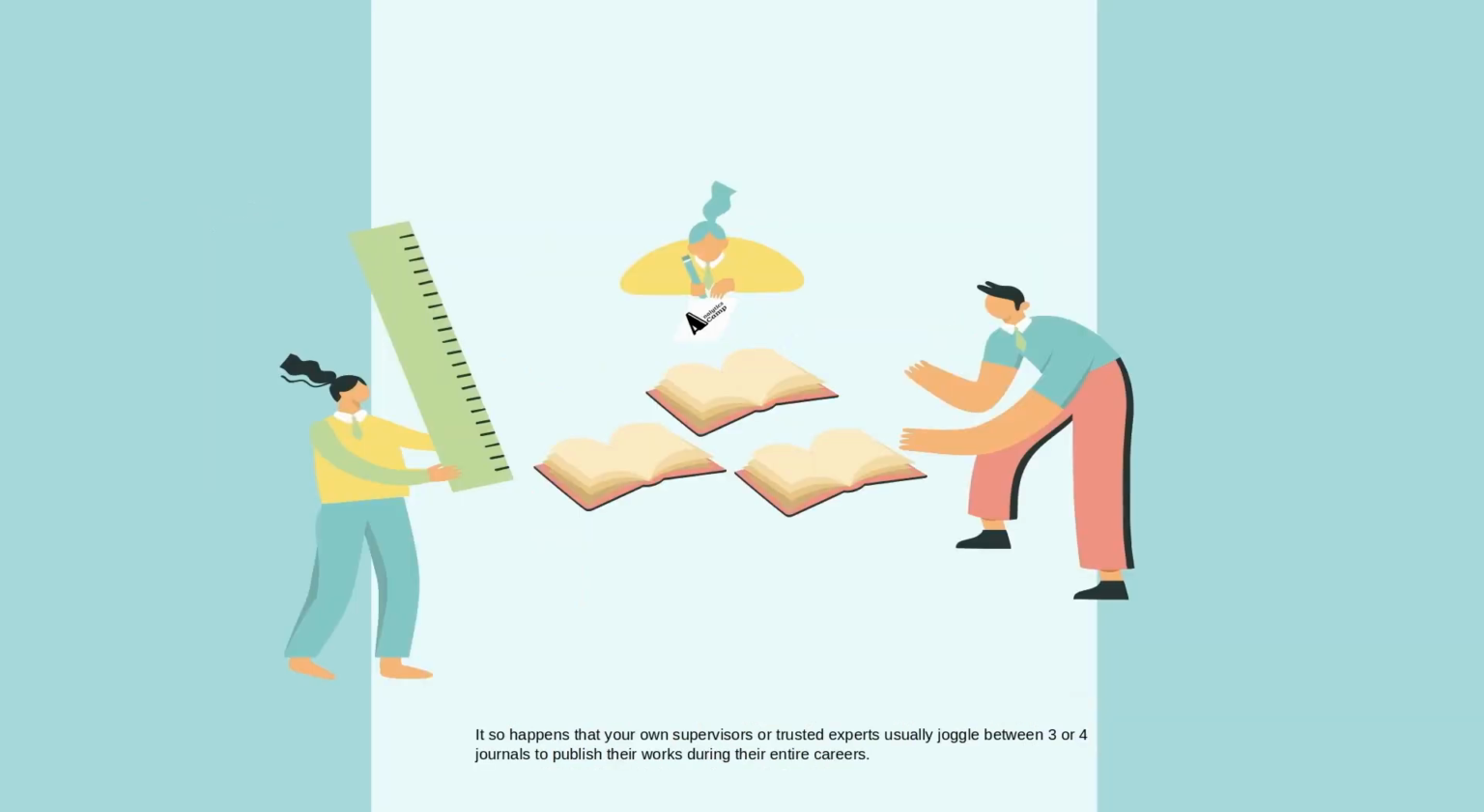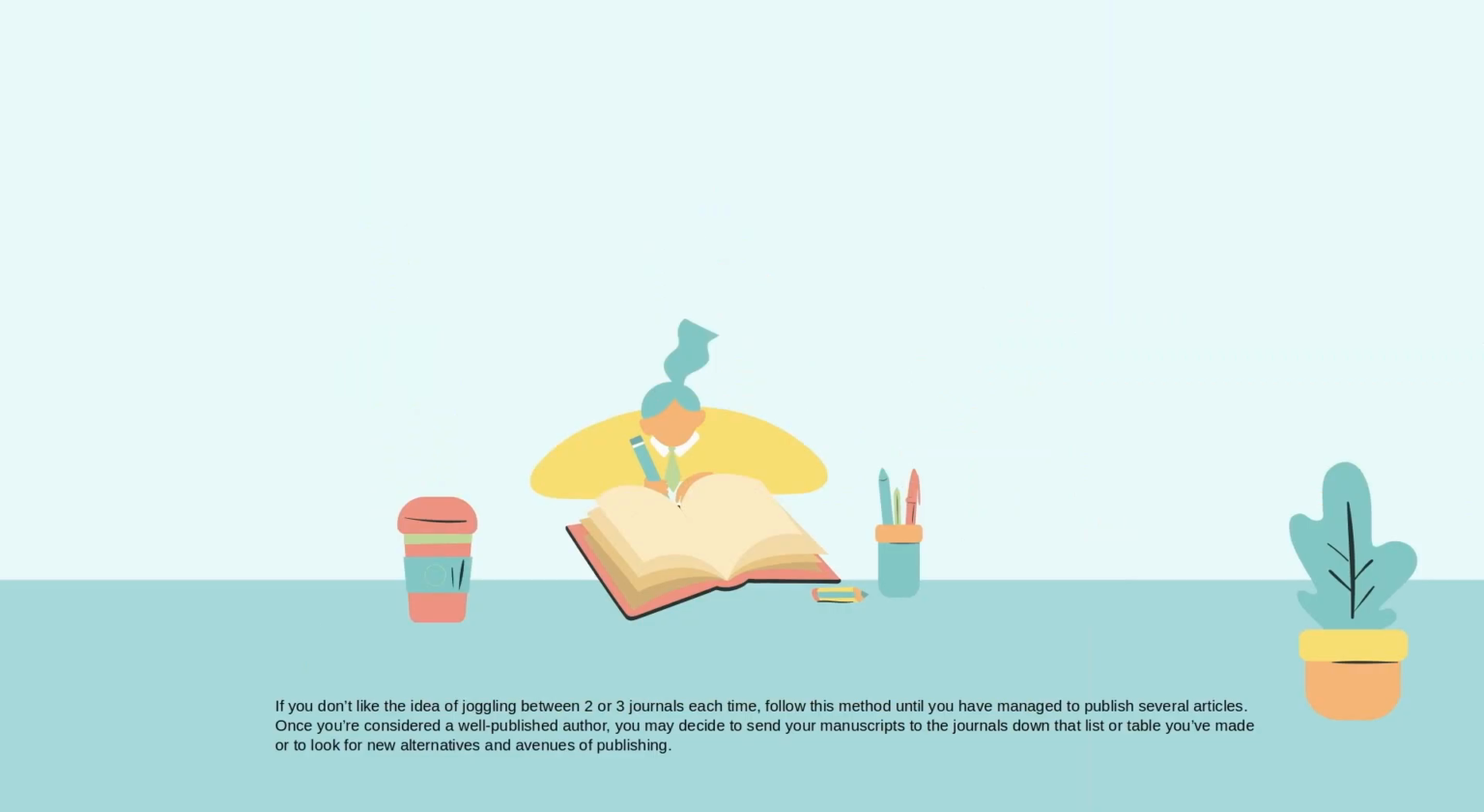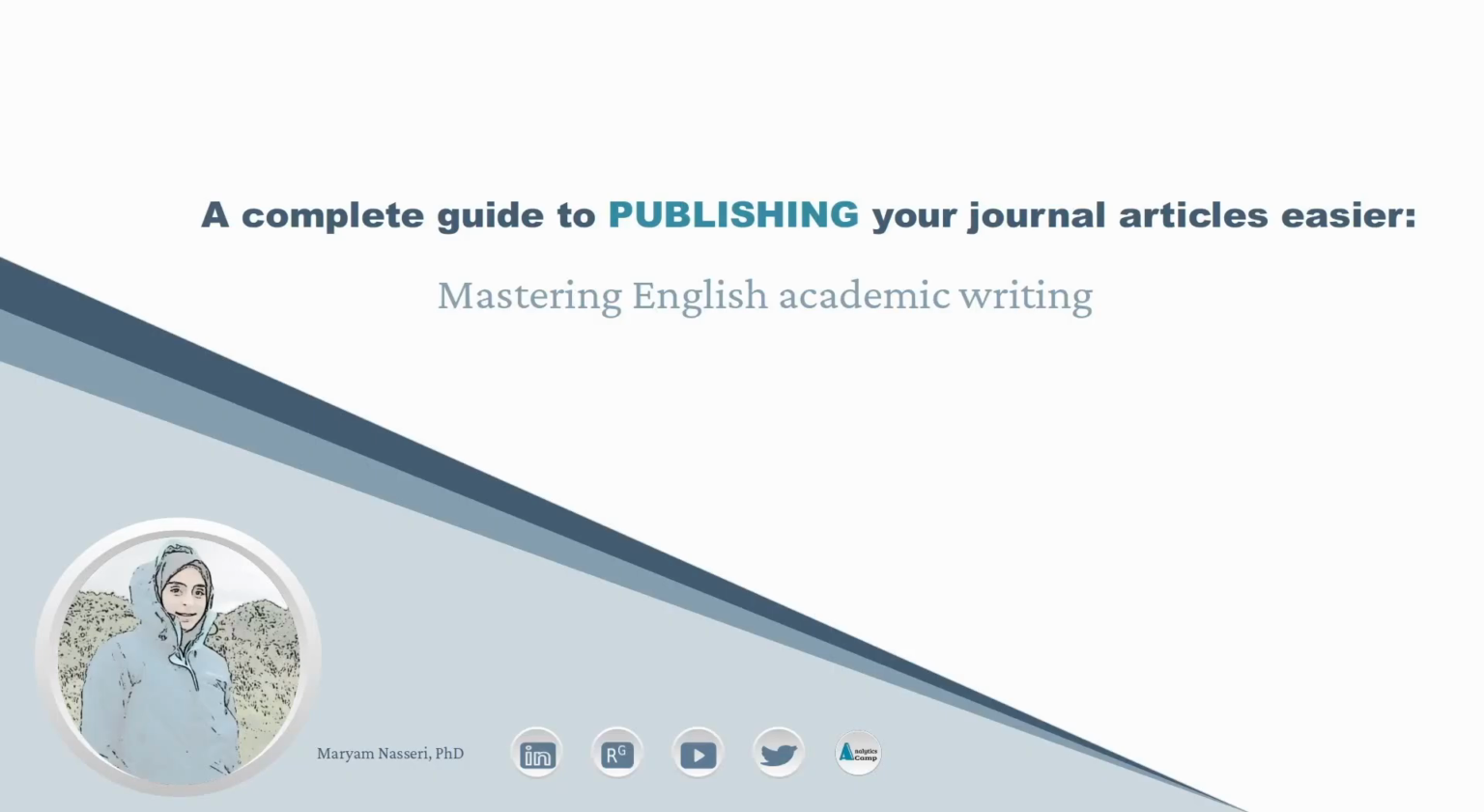It so happens that your own supervisors or trusted experts usually juggle between 3 or 4 journals to publish their works during their entire careers. If you don't like the idea of juggling between 2 or 3 journals each time, follow this method until you have managed to publish several articles. Once you're considered a well-published author, you may decide to send your manuscripts to the journals down that list or table you've made, or to look for new alternatives and avenues of publishing.